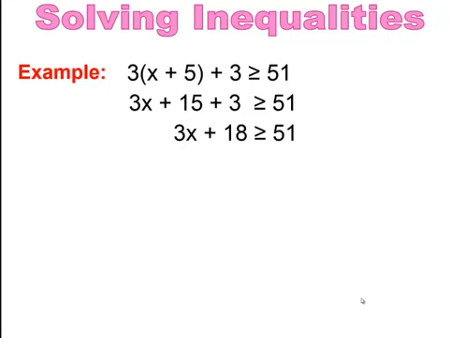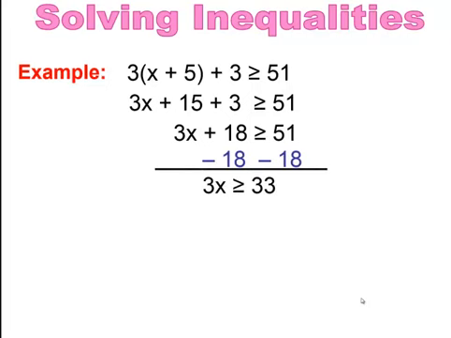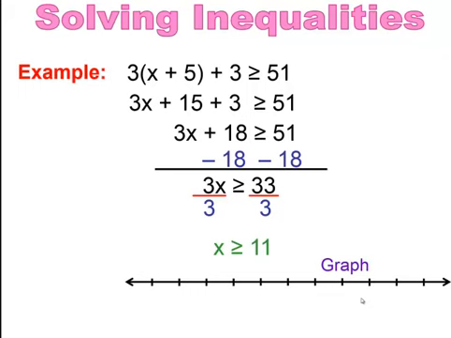Now it's a two-step inequality. You're going to subtract 18 from both sides, and then you're going to divide through by 3. Thinking of that rule, are you dividing by a negative? No, so the inequality stays in the same direction. So we get x is greater than or equal to 11. You'll end up with a closed circle at 11, and you're shading to the right.